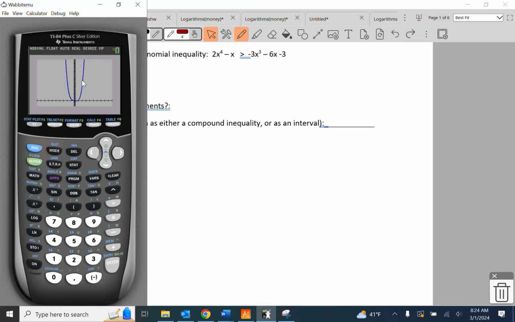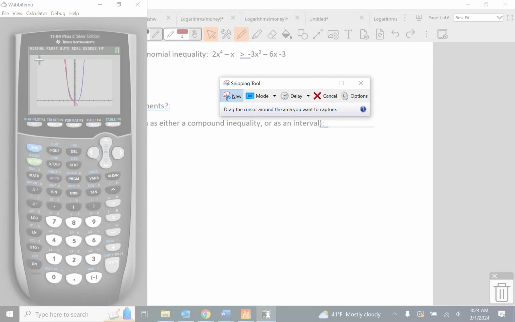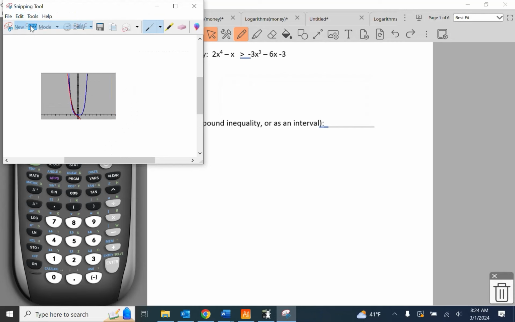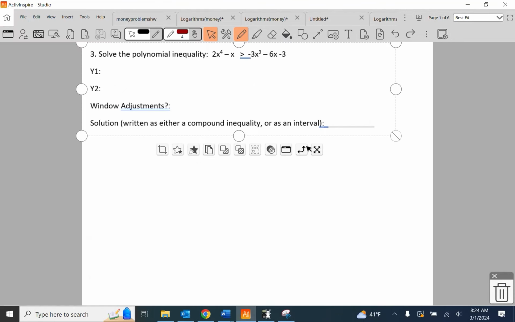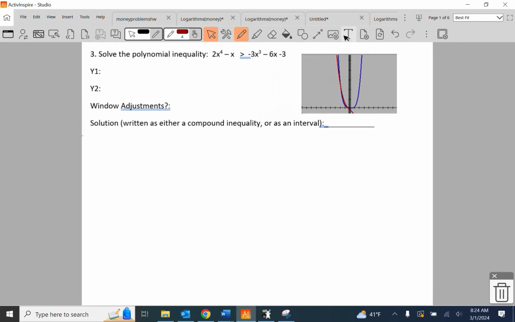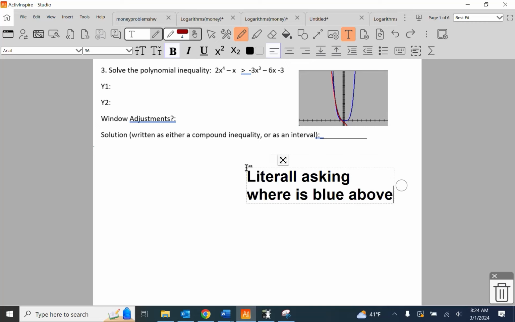Notice that the y1 is blue, y2 is red. That's kind of the gist of this, because if you can see your colors, you can figure out the rest of it. Now, they actually made the color addition to make things like this easier on children. It's huge, actually. You wouldn't know any better because you didn't get to use the black and white ones too much. But since I have color and I see the greater than, the question is literally asking, where is blue, because blue is y1, above red?